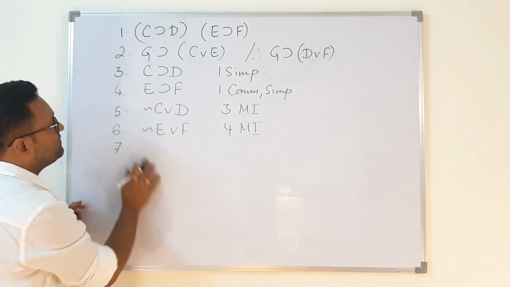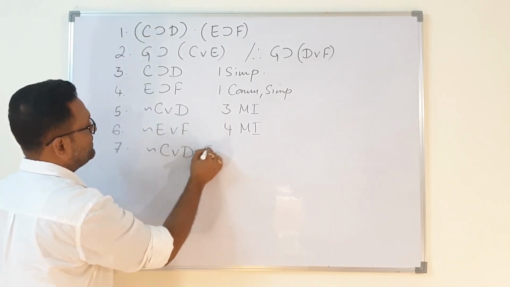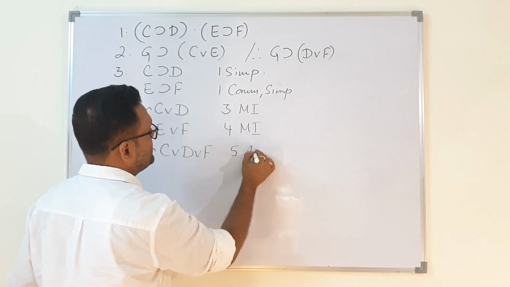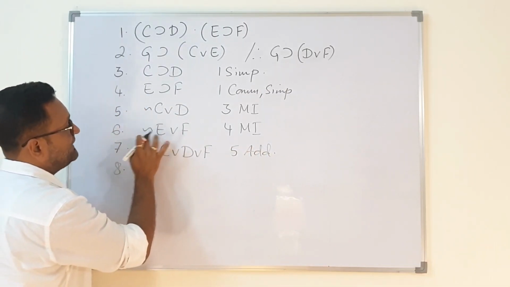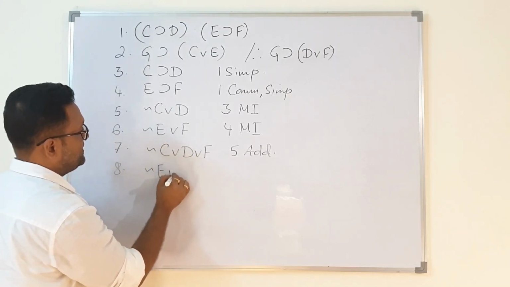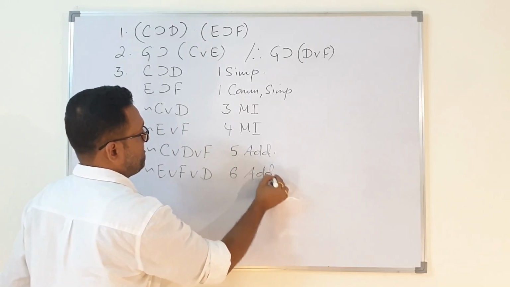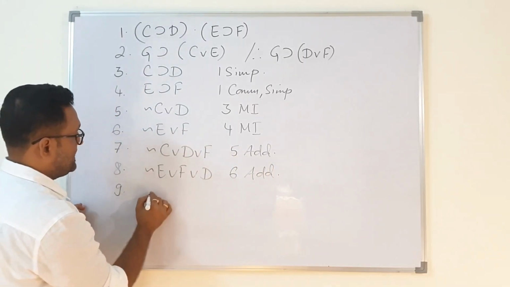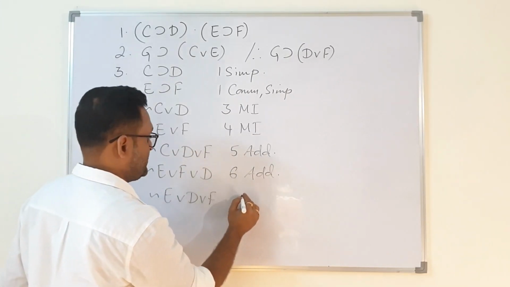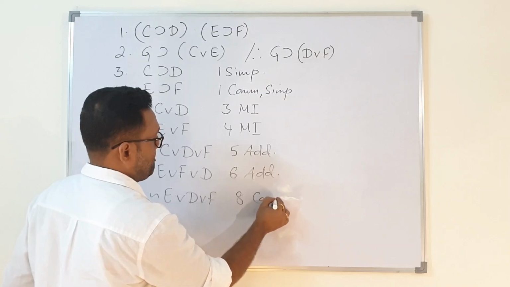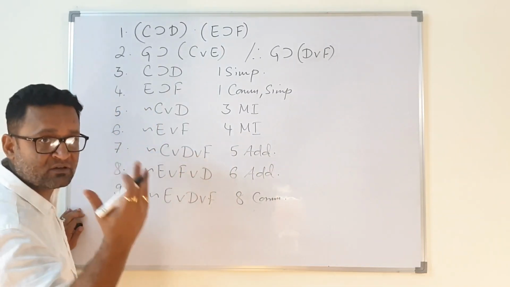Now step number 7, what I will do? I will add F here: negation of C wedge D wedge F. So this will be fifth addition. Step number 8, what I will do? I will add D here: negation of E wedge negation of F wedge D. This will be sixth addition. Step number 9, I will do negation of E wedge D wedge F. What I have done? Commutation, 8 commutation. Fine. Now you can see that these two have become more or less of the same form.